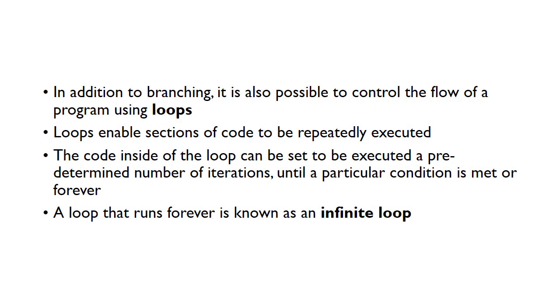In addition to branching, it's also possible to control the flow of a program using loops. So loops enable sections of the code to be executed repeatedly. The code inside of the loop can be set to be executed a predetermined number of times, until a particular condition is met, or forever. A loop that runs forever is known as an infinite loop.